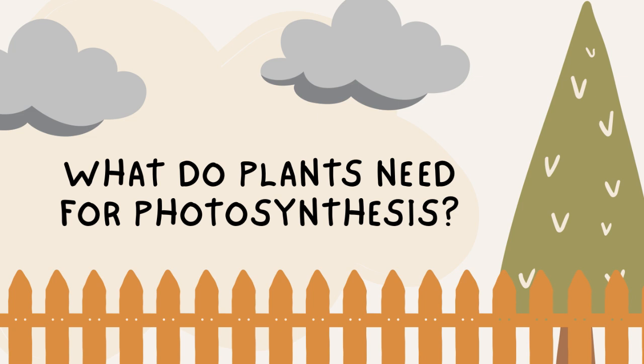These ingredients come together in a beautifully coordinated process that allows plants to produce oxygen and glucose, which are vital for their growth and for supporting life on Earth. This is why understanding these needs helps us appreciate how plants sustain life around us.